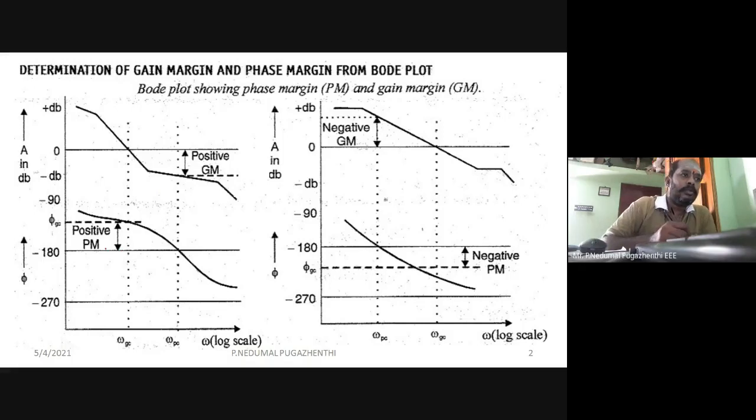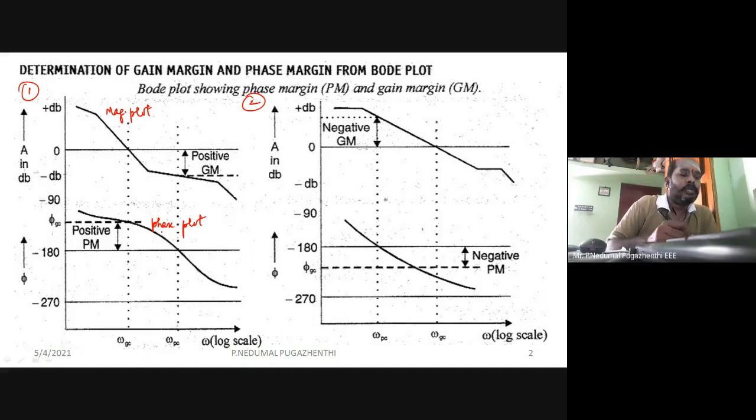So this is the first figure and the second figure. Both the cases are different in the polarity of what we get, whether you are going to get a positive gain margin or a negative gain margin, or a positive phase margin or a negative phase margin. Now this is your magnitude plot for a given transfer function, and this is the phase plot.